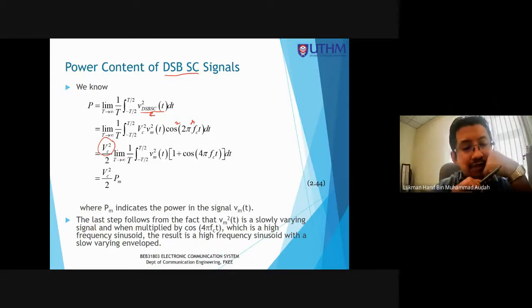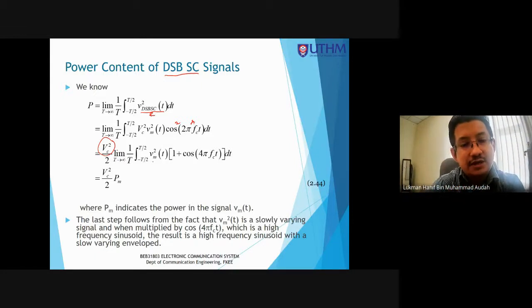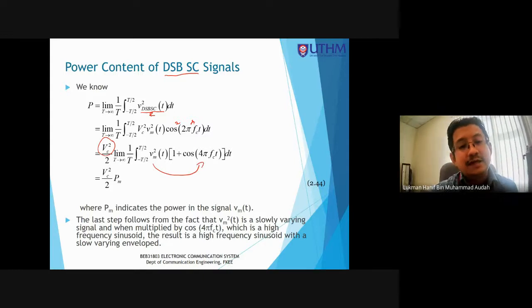Okay, and somehow at the end you're going to see that Vm square multiplied with cos 4 pi fct will produce a very small amount. So that small amount is too small and we can actually neglect that parameter. Okay, kita boleh abaikan. So kenapa kita boleh buat seperti itu? Ini ada dijelaskan di sini. Yang mana akhirnya tinggallah Vm square only.